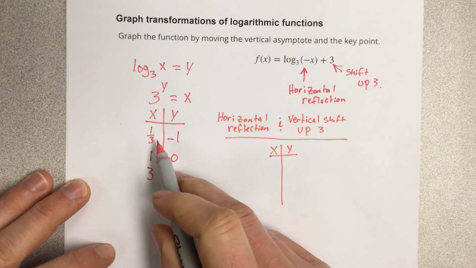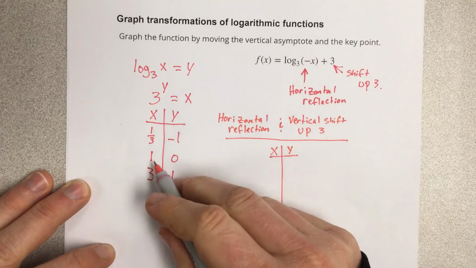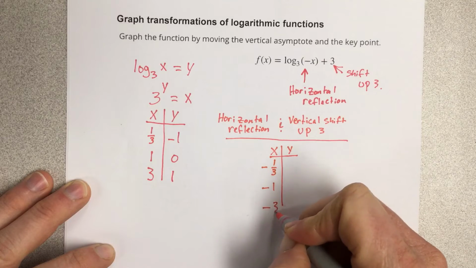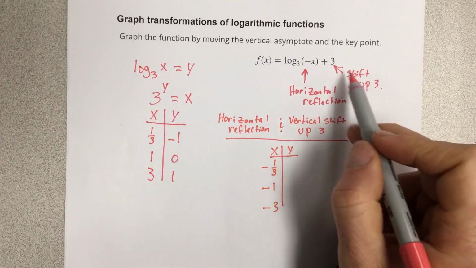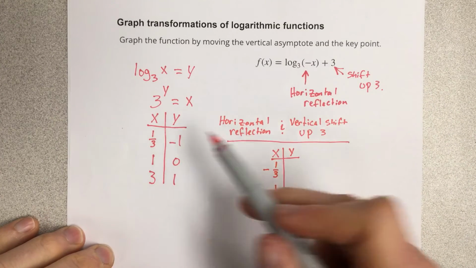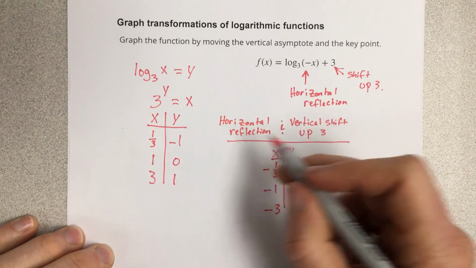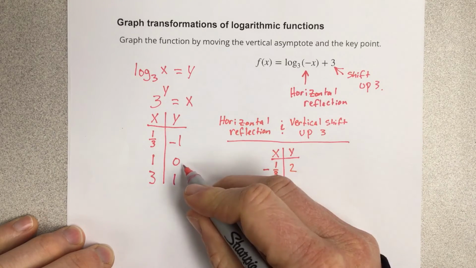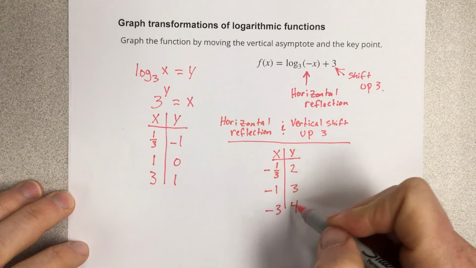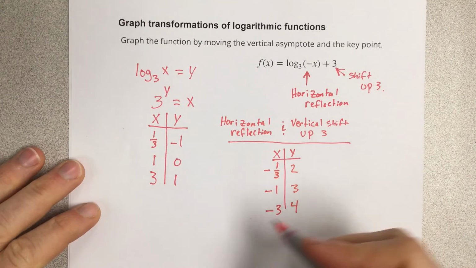Well, my x values are all going to be negative now because I did a reflection across the y-axis. So horizontal reflection changes the x values. That'll be -1/3, -1, and -3. When I shift this whole logarithm up, what am I changing? Well, that shift up is changing the y values, right? Because it's a vertical shift, so the y values change. If I add 3 to each of these, -1 plus 3 is 2, 0 plus 3 is 3, 1 plus 3 is 4. I now get my new chart with our horizontal reflection and our vertical shift up 3.